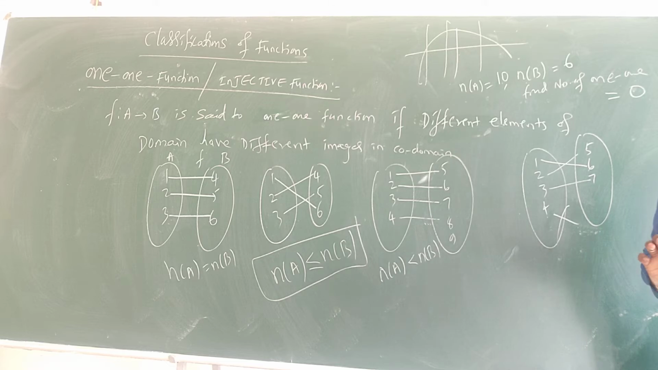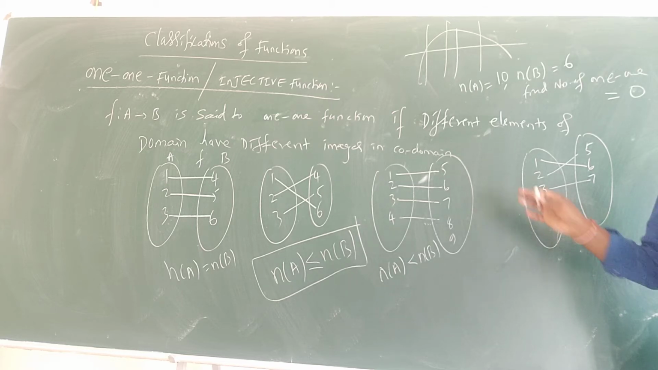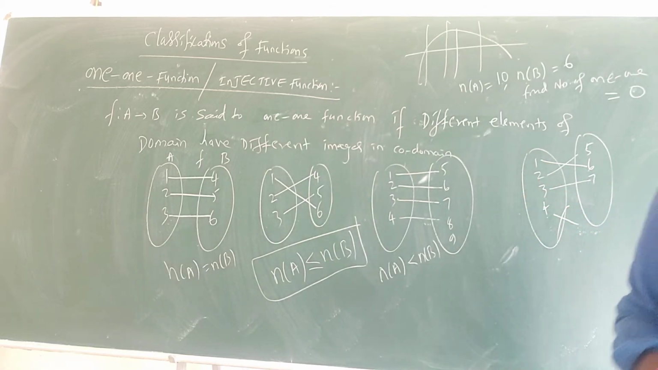If it is like this, then what is that? I will give the formula now. Did I give the formula for the number of functions, the number of one-one functions, the number of onto functions? No, I'll give it now. Please note this down.